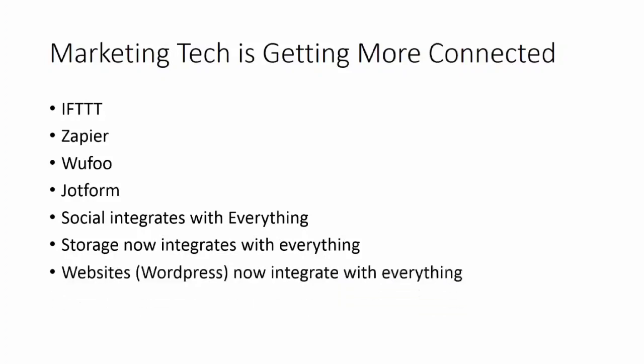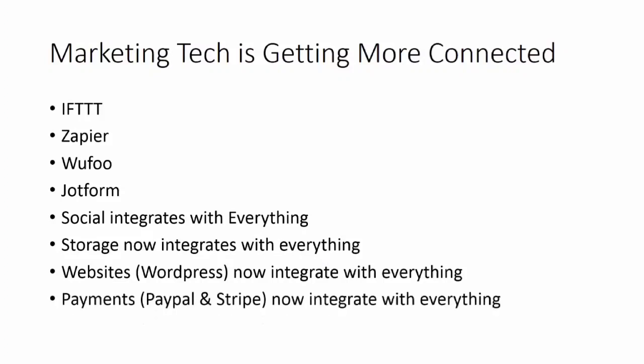You can now use your WordPress website in particular. You can integrate with just about everything that we have talked about. So you can integrate everything. And now you can even integrate your payments. PayPal and Stripe and anything else you use. Some of you probably even use something called Bitcoin. You can do just about anything that you want and integrate and connect these things.